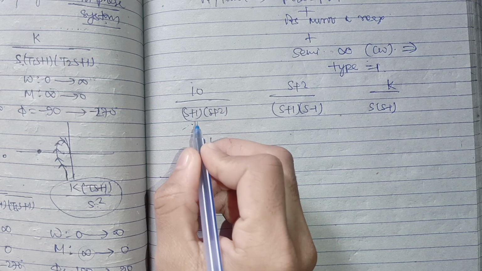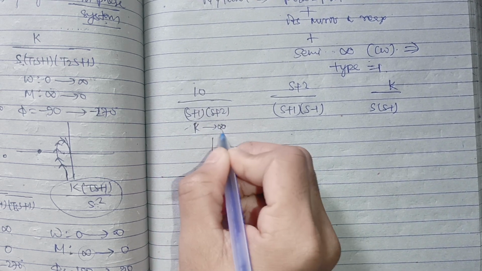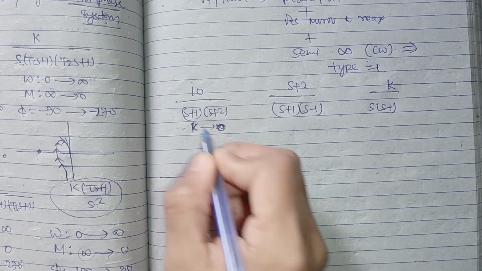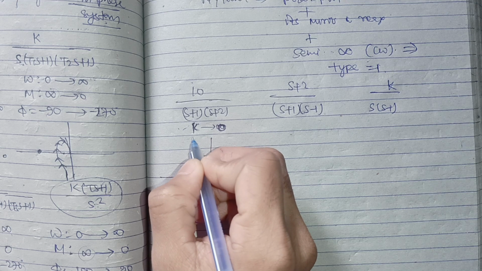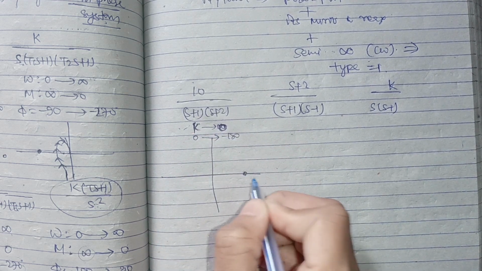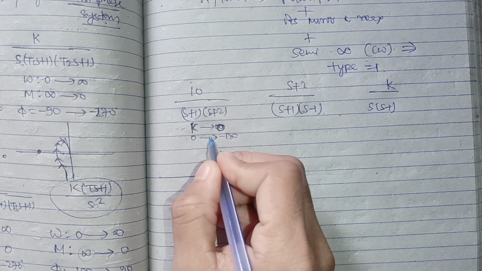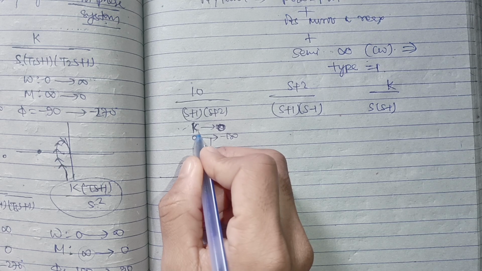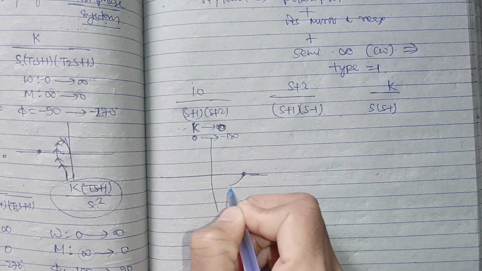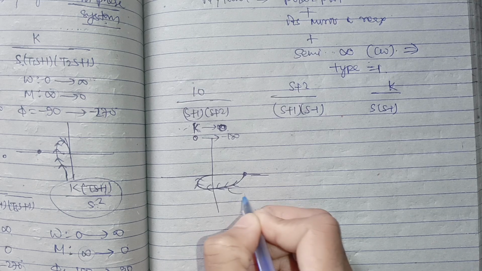Here type is 0, so magnitude is some constant to 0. If type is 0, then some constant to 0. And angle is minus 90 into type, so angle 0, to minus 90 into p minus z, so minus 180 degree, so it just starts from here. So the polar plot is going like this. Magnitude should be K to 0, and angle starts from 0 to minus 180 degree, so it is the polar plot.